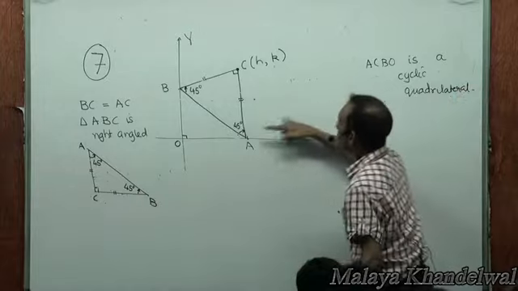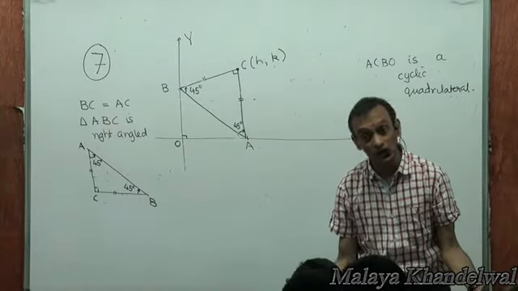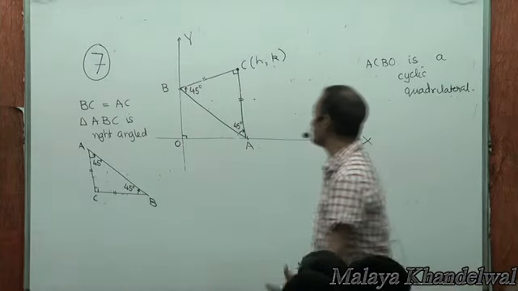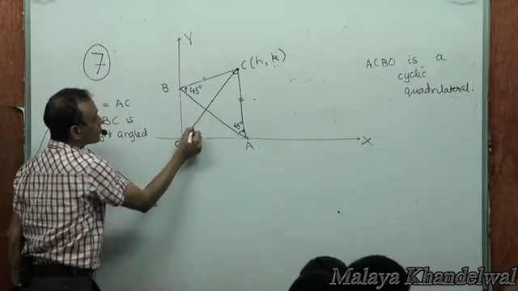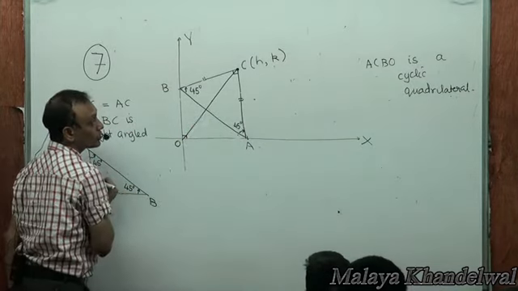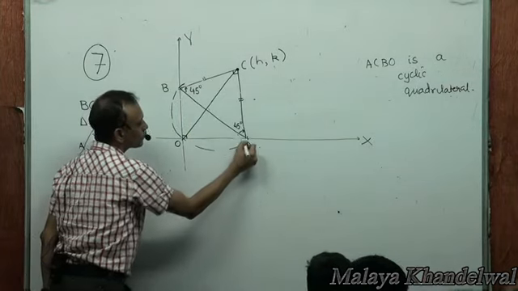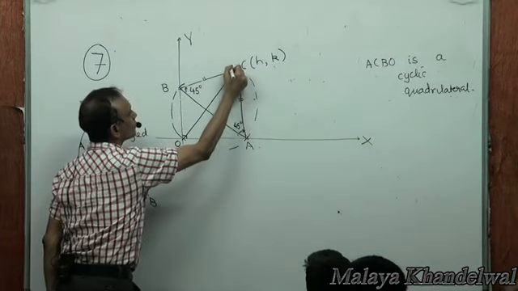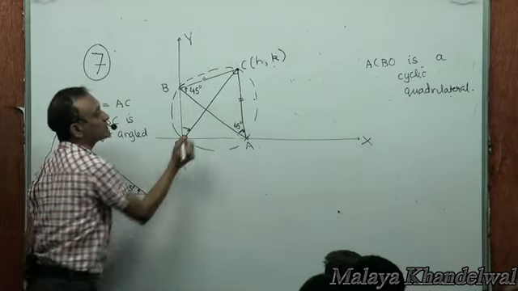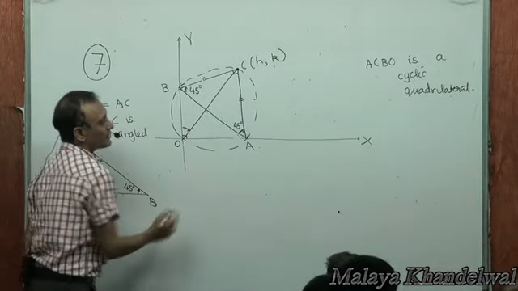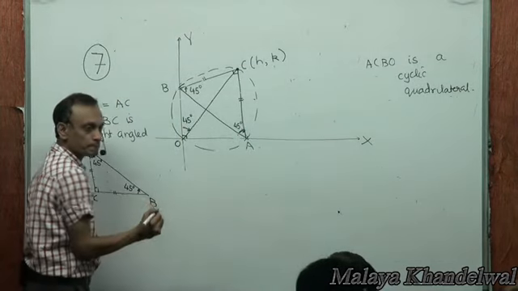That means A, C, B, O are points on the same circle, yes or no? Are they not points on the same circle? Now, look at this. If they are points on the same circle, then this angle must be equal to this angle. Angles in the same segment. Right? If this is 45 degrees, this must also be 45 degrees.